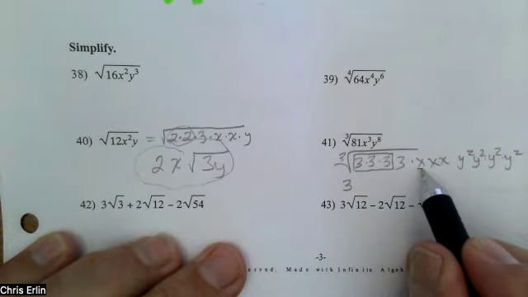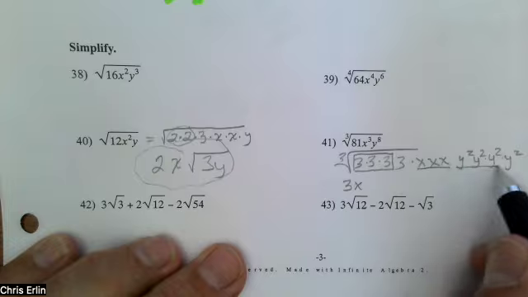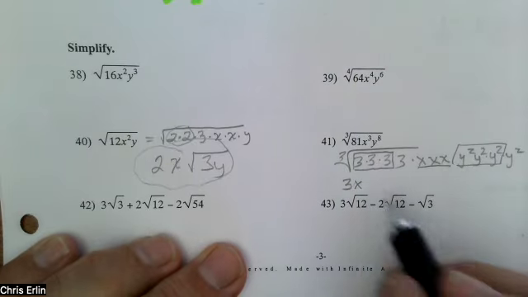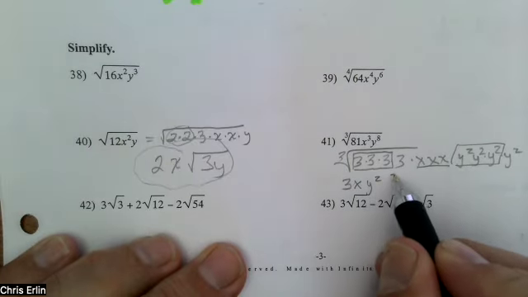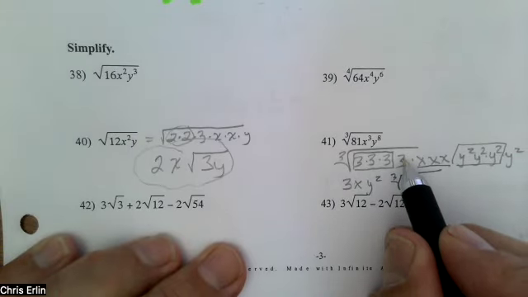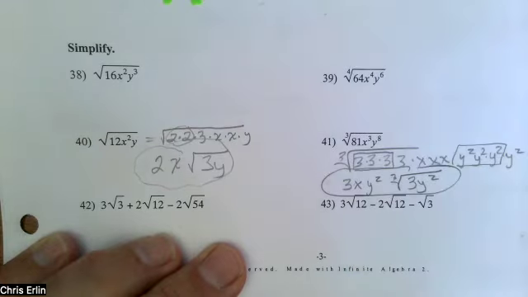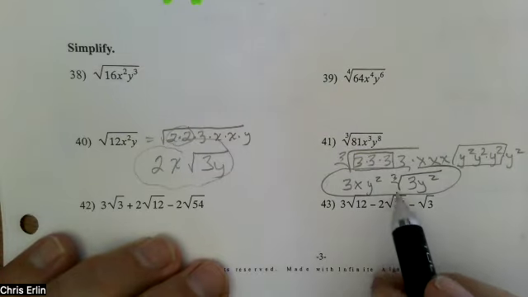What do I pull out of the x's? A single x. Out of the y's, I'm going to pull out a y squared. Who's left inside looking for love? 3y squared. And that's a cube root up there.